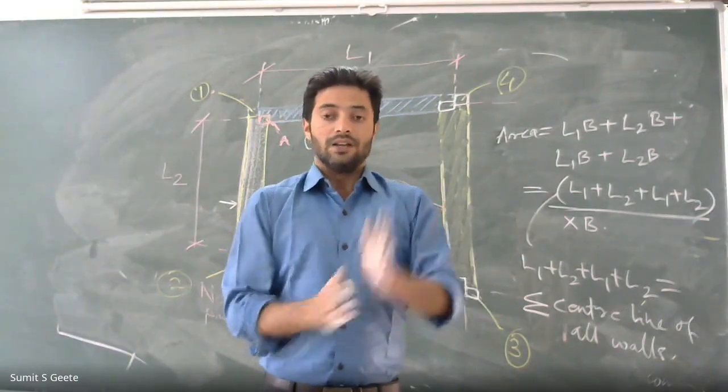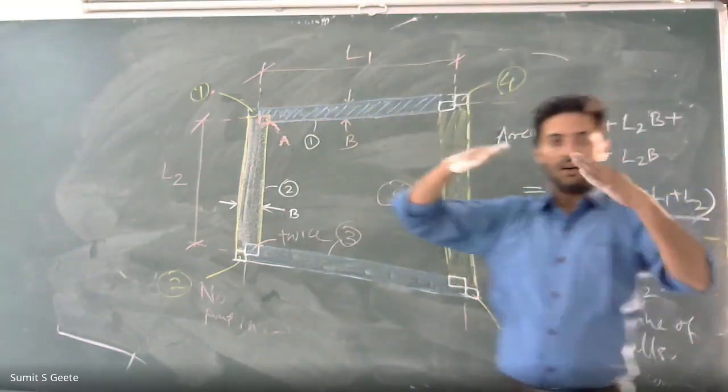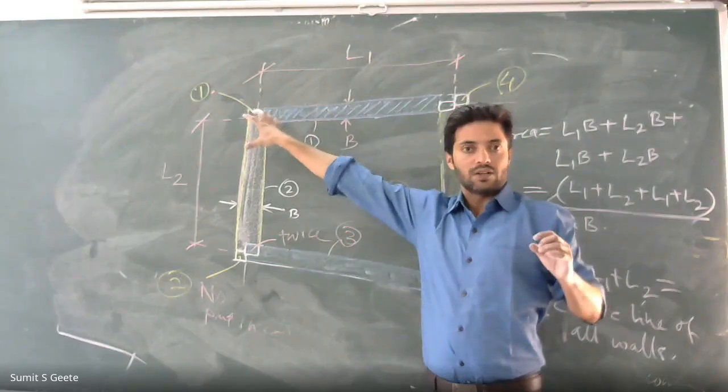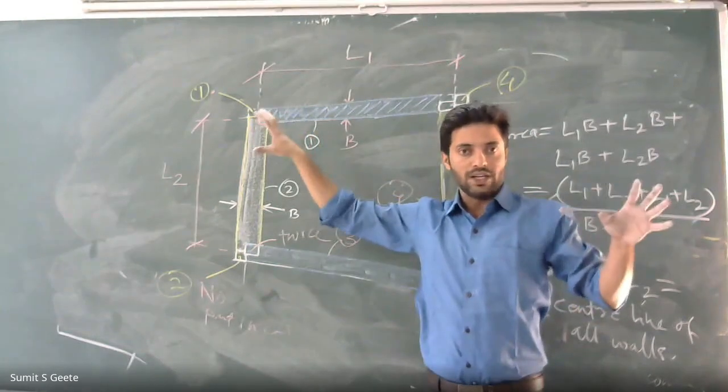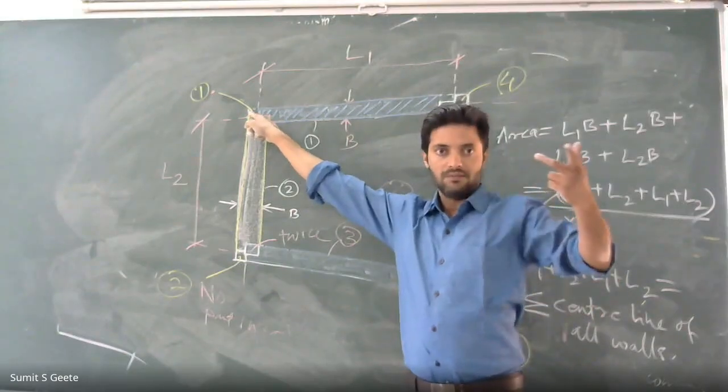Now in the case of the center line method, there are two corrections. In this case, the wall is joining in this way, which means there is an L corner. In the case of an L corner, there is no correction. Why is there no correction? Because this is repeated twice and this is not repeated, so they counterbalance each other.